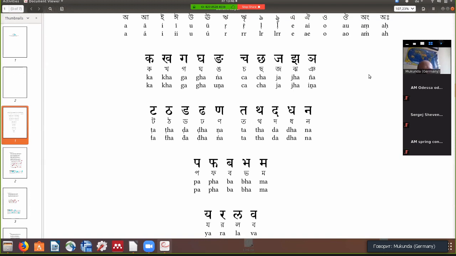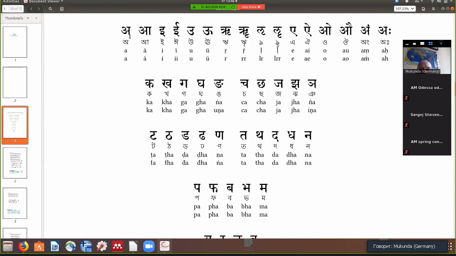The way you see the vowels here, this is in the Devanagari and Bengali alphabet. These are the initial vowels, when normally they would come together with one of the consonants, and then they would modify the consonant. That I will show you later on when we show the real examples.